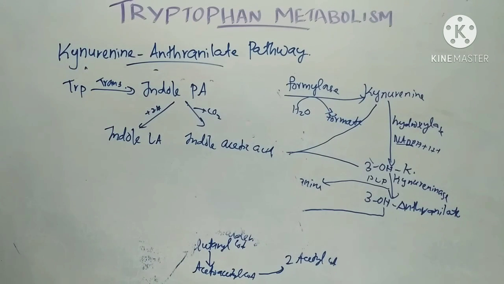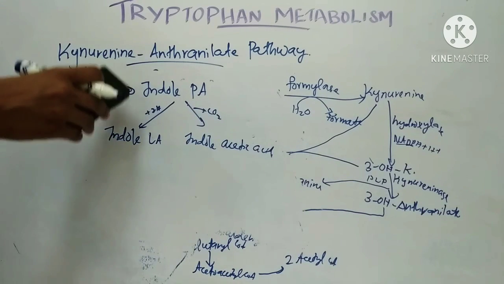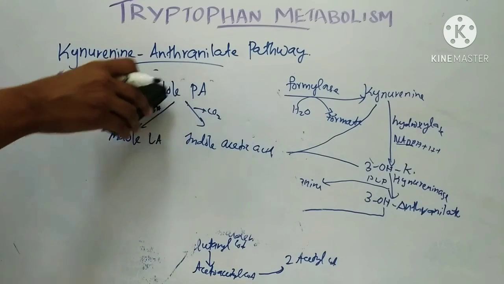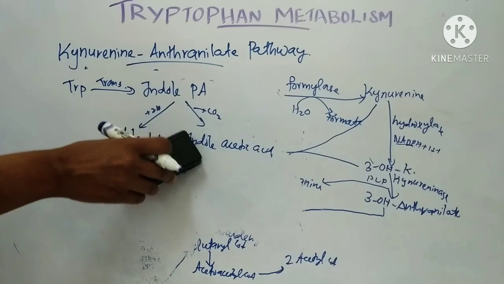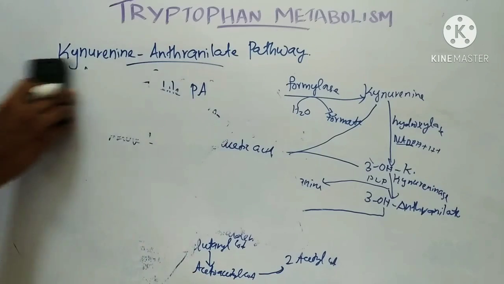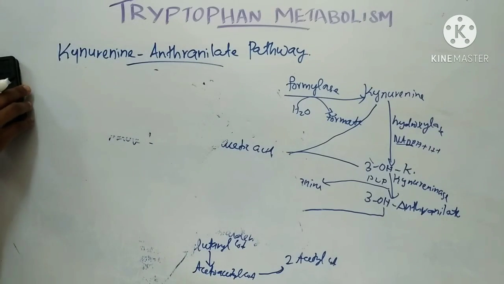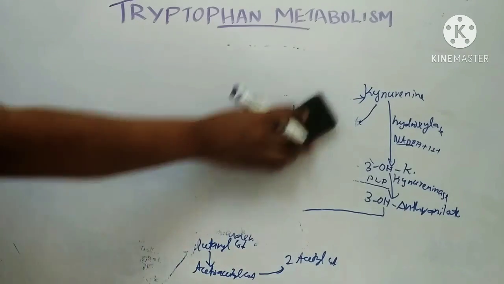So these are the metabolic roles of tryptophan. It can form nicotinic acid and give rise to serotonin and melatonin. Then on transamination, tryptophan produces indole pyruvic acid. On reduction, indole pyruvic acid is converted to indole lactic acid, and by decarboxylation, it is converted to indole acetic acid. So this first pathway is known as the Kynurenine Anthranilate Pathway.